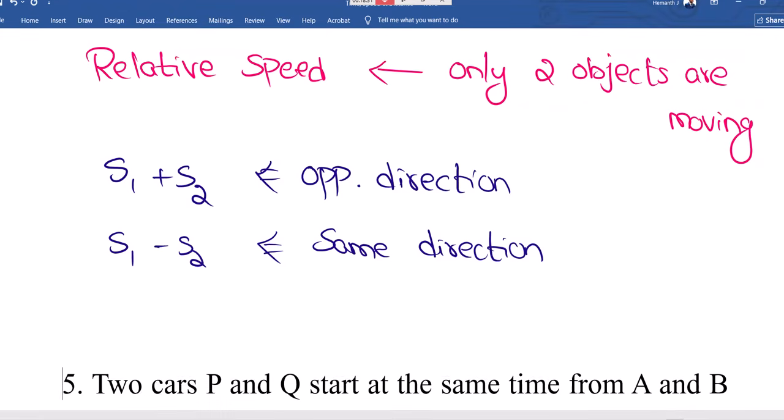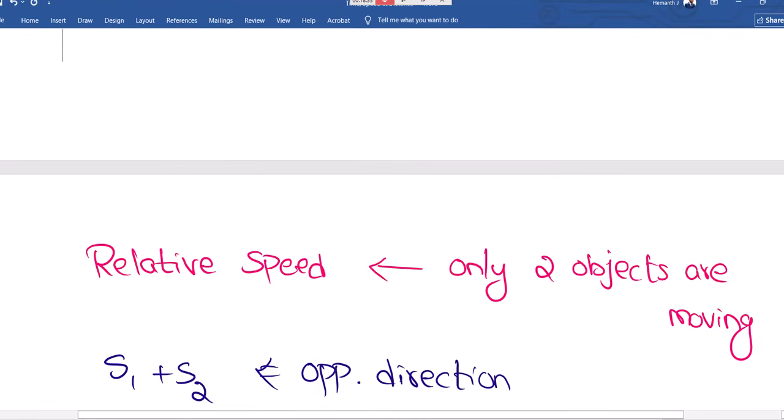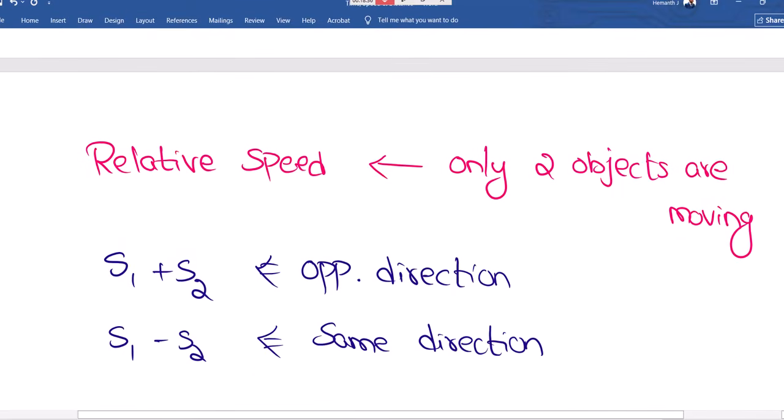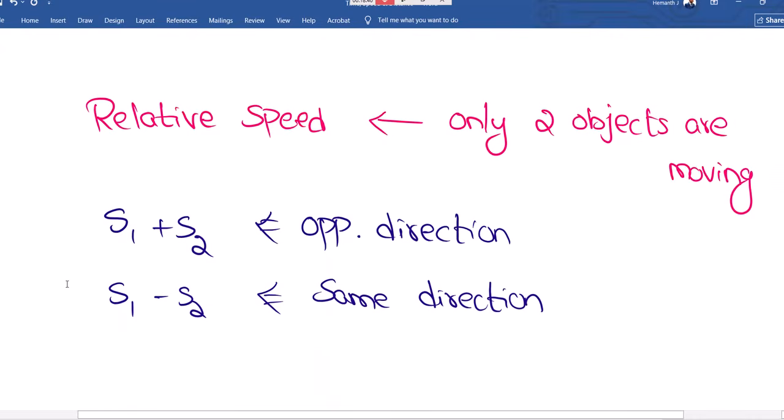So why do we have to add? First point is why we need to add in the opposite direction, and why we need to subtract in the same direction. My dear friend, listen. Let's say you are traveling from Hyderabad to Madras, around 800 kilometers. One person is moving from Hyderabad to Madras, and the other person from Madras to Hyderabad. Opposite direction.